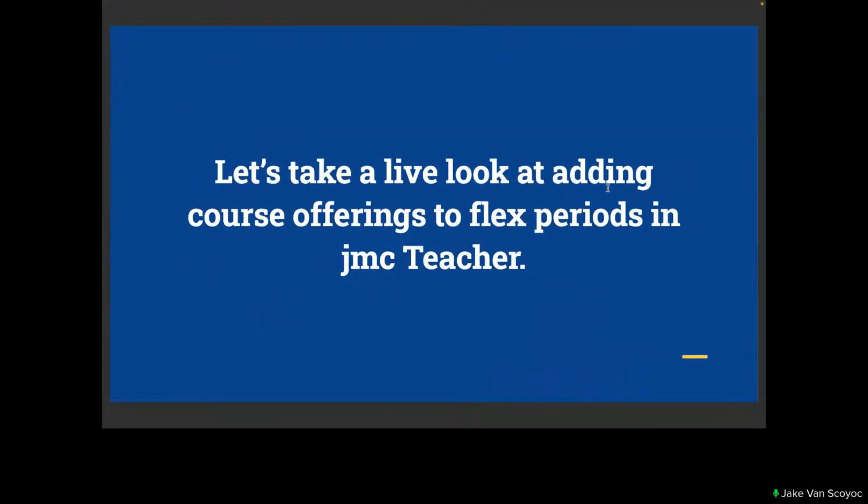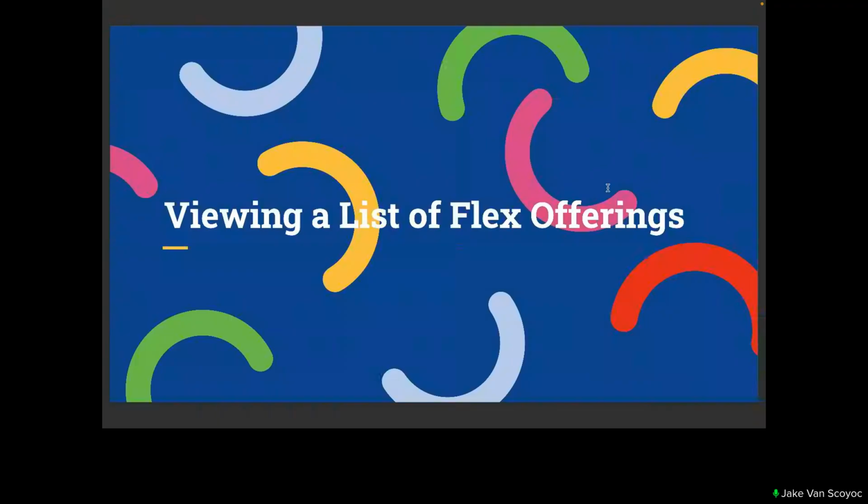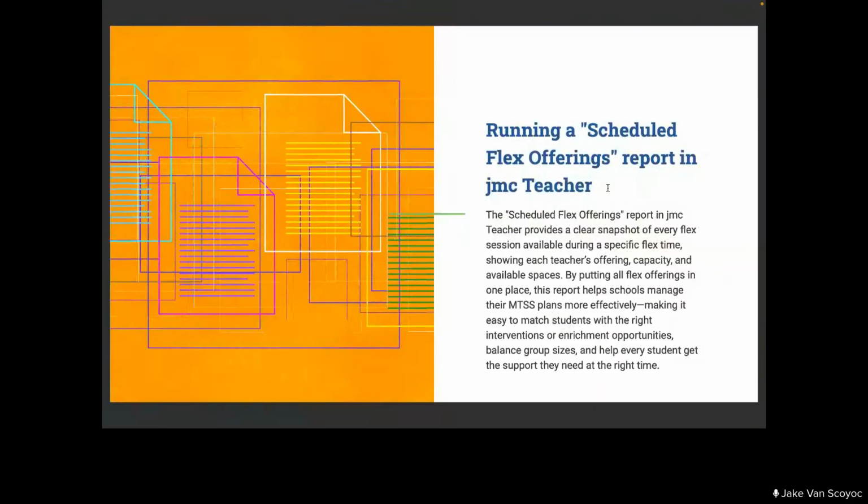And the last piece here, I'm going to try to limp on home, is viewing a list of flex offerings. So this is also from JMC Teacher. The selected flex offerings report in JMC Teacher provides a clear snapshot of every flex session available during a specific flex time, showing each teacher's offering, capacity, and available spaces. By putting all flex offerings in one place, this report helps schools manage their MTSS plans more effectively, making it easy to match students with the right interventions or enrichment opportunities, balance group sizes, and help every student get the support that they need at the right time.